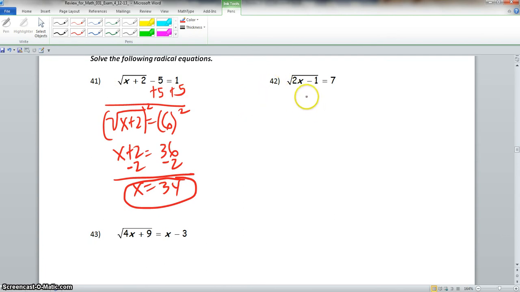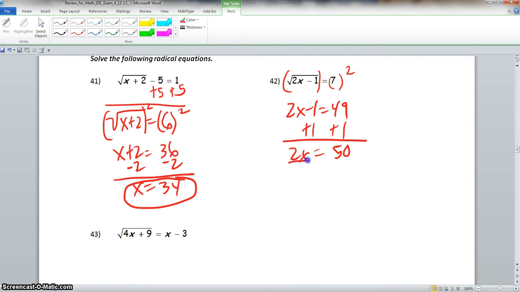Now we go to 42. We have the square root of 2x minus 1 is equal to 7. We need to square both sides. And we will have 2x minus 1 equals 49. We add 1 on both sides. And 2x is equal to 50. We divide each side by 2. And x equals 25. So that is our final answer.